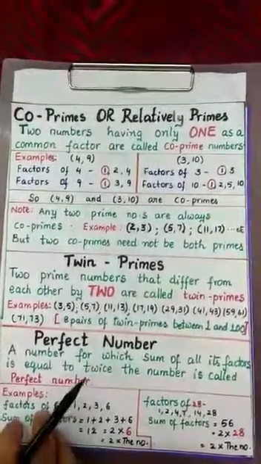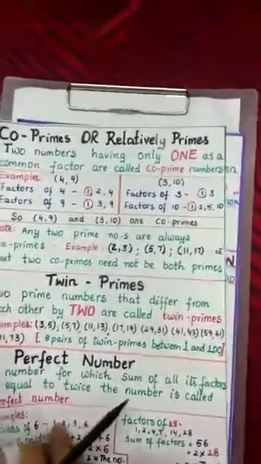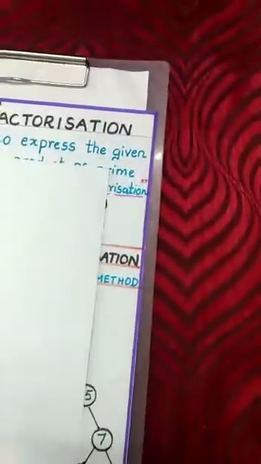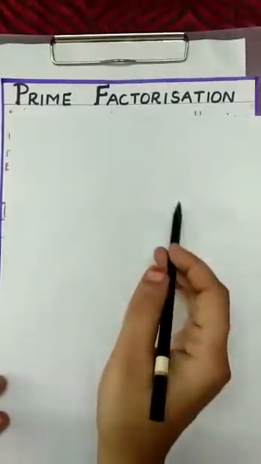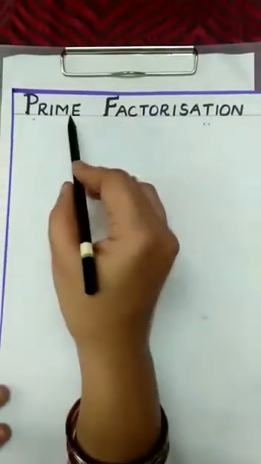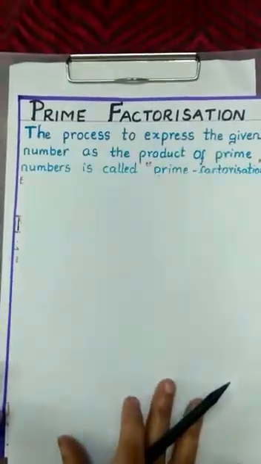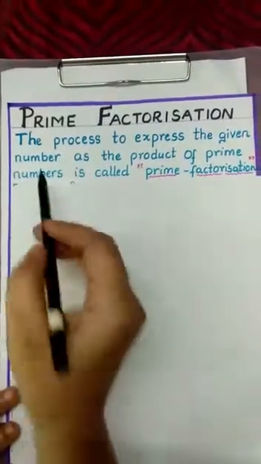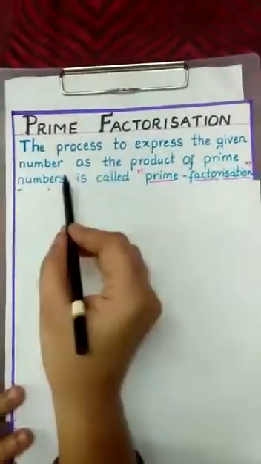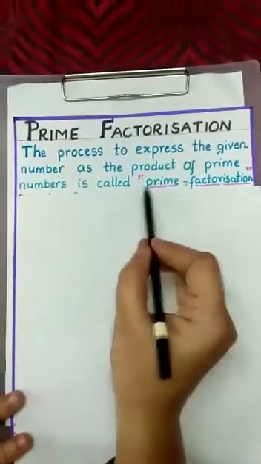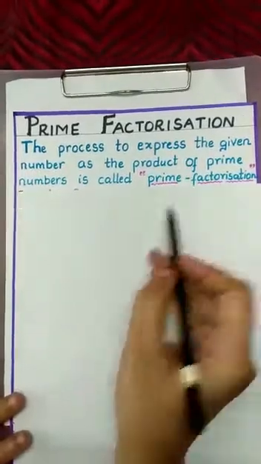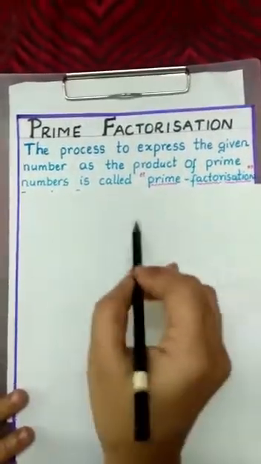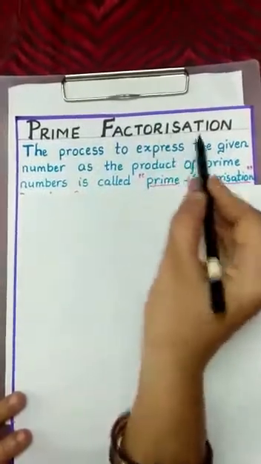Now one more important concept we are going to learn now: prime factorization. Already you learnt in the 5th standard. What is in the word itself: factorization of the given number using only the prime numbers. Now you see the definition here. The process to express the given number as the product of prime numbers is called prime factorization of the given number. Suppose any composite number is given, if you write that number as a product of prime numbers, then we call it a prime factorization of the given number.